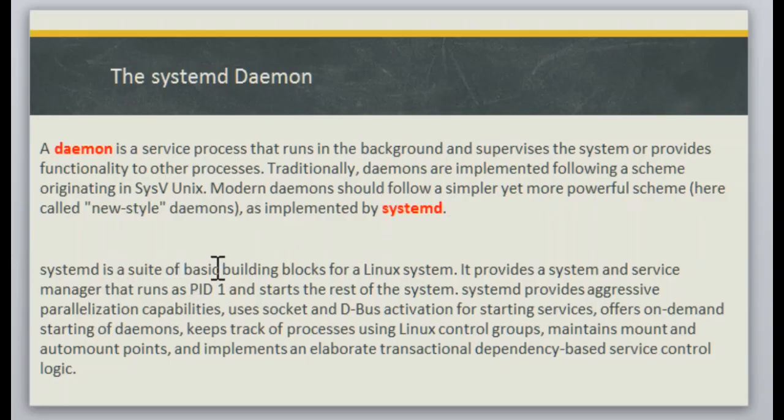Systemd is a suite of basic building blocks for a Linux system. It provides a system and service manager that runs as PID 1, so process ID 1, and it starts the rest of the system. Systemd provides aggressive parallelization capabilities, uses socket and dbus activation for starting services, offers on-demand starting of daemons. It keeps track of processes using Linux control groups, maintains mounts and auto-mount points, and implements an elaborate transactional dependency-based service control logic. So systemd is what's controlling all these different daemons, okay? And remember, the daemons are what is controlling all the processes in the background.